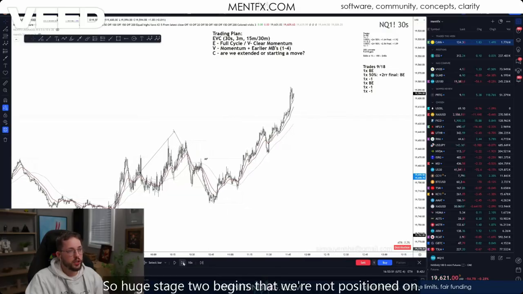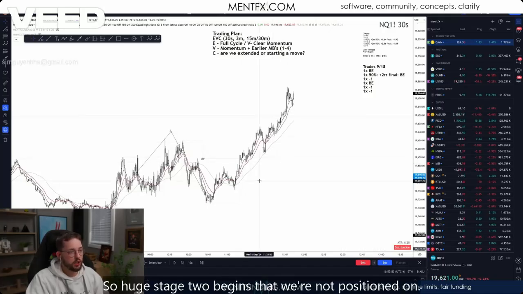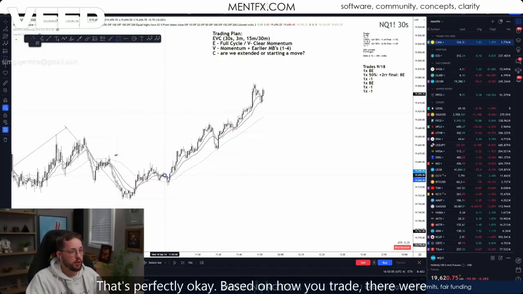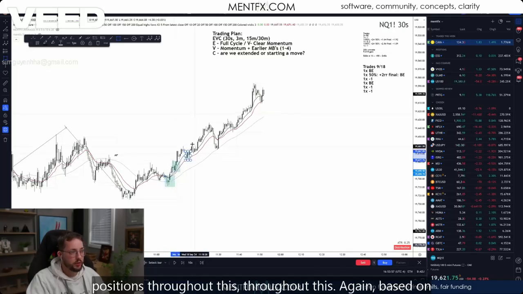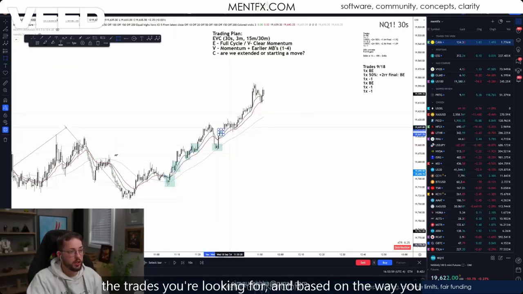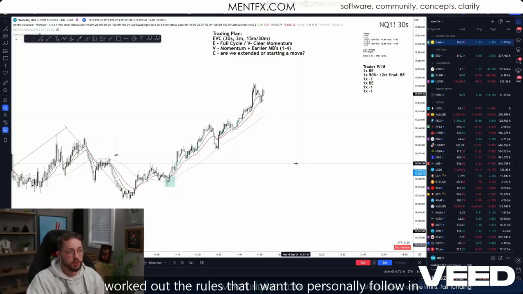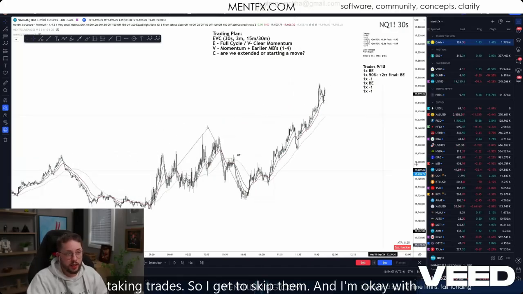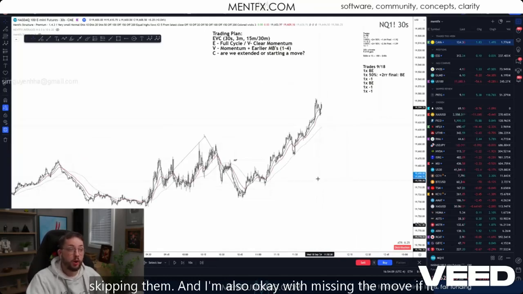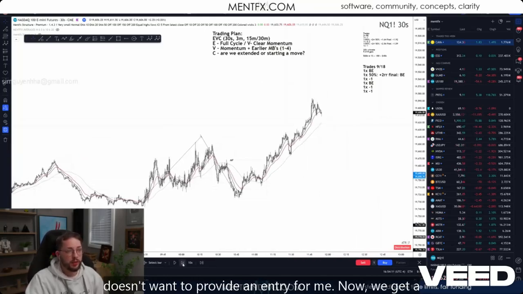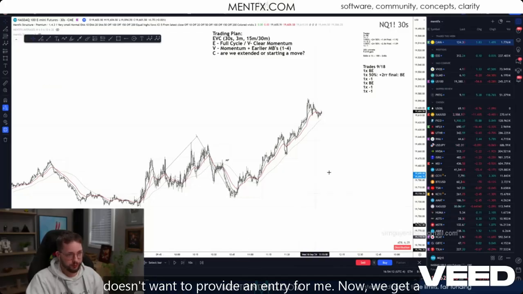So huge stage 2 begins that we're not positioned on. That's perfectly okay. Based on how you trade, there were positions throughout this. Again, based on the trades you're looking for and based on the way you trade, these could all be positions. Personally, I have worked out the rules that I want to personally follow in taking trades, so I get to skip them. And I'm okay with skipping them. And I'm also okay with missing the move if it doesn't want to provide an entry for me.